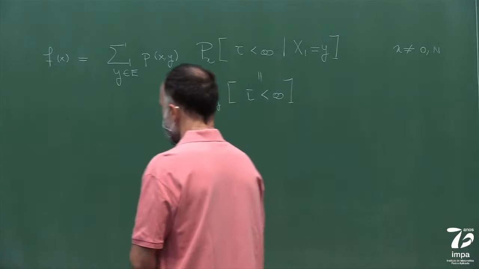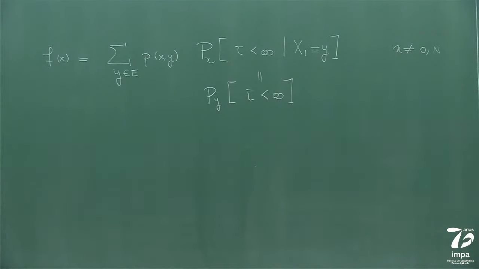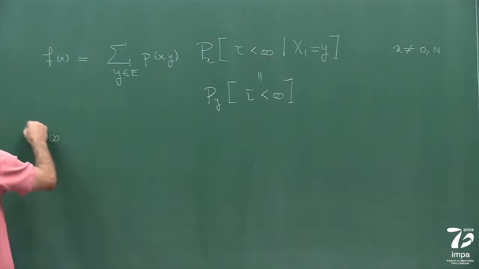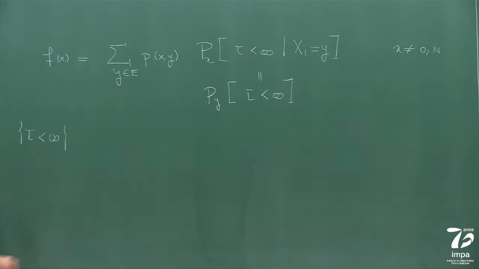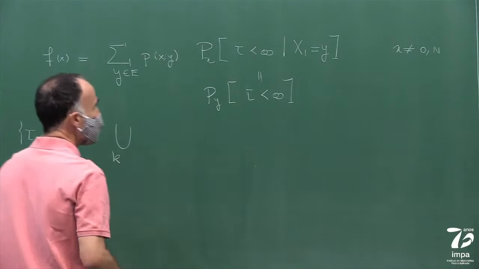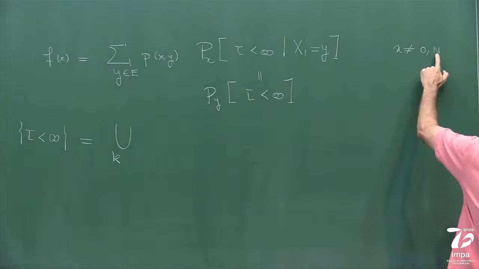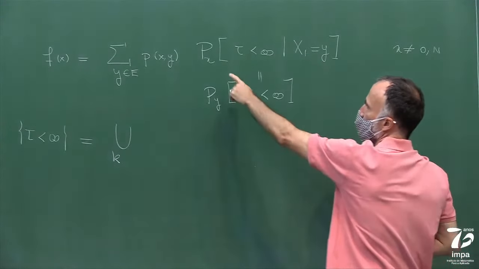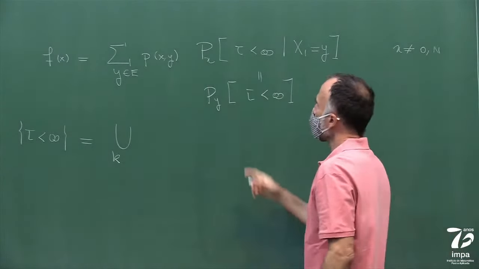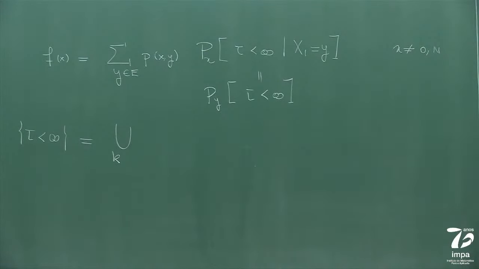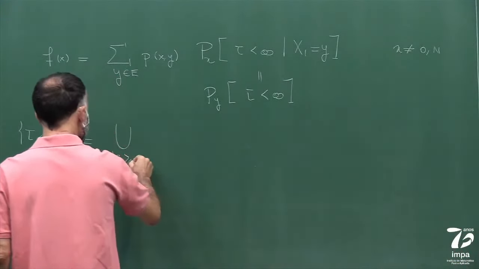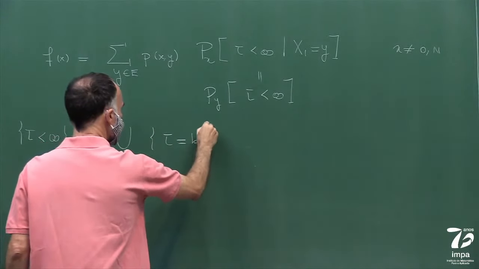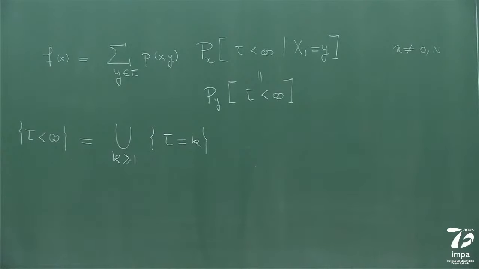So, and what I want to do is to use this property here. Okay, so what I'm saying is, let's write what is tau less than infinity. So I want to write this set as the union. Mind that since x is different from 0 and n, under this probability, this event tau cannot be equal to 0. Okay? So tau is larger or equal than 1. And so I will write this as the union over k of tau equal to k. Okay? And tau equal to 0 is empty because, well, I'm starting from x, and x is neither 0 nor n.